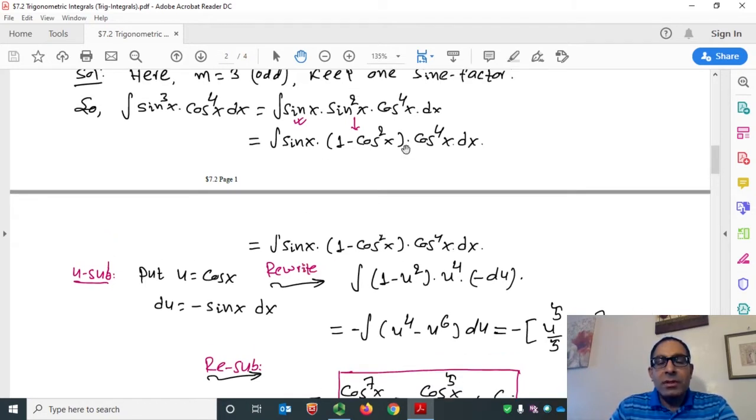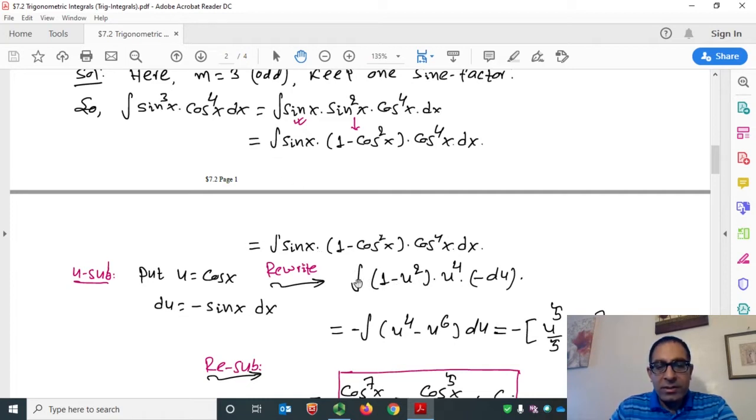Now in this integral, I need to put u equals cosine x. So let's put u equals cosine x. Then the derivative of u is du. The derivative of cosine x is negative sine x dx. Then rewrite this integral all in terms of the u variable.